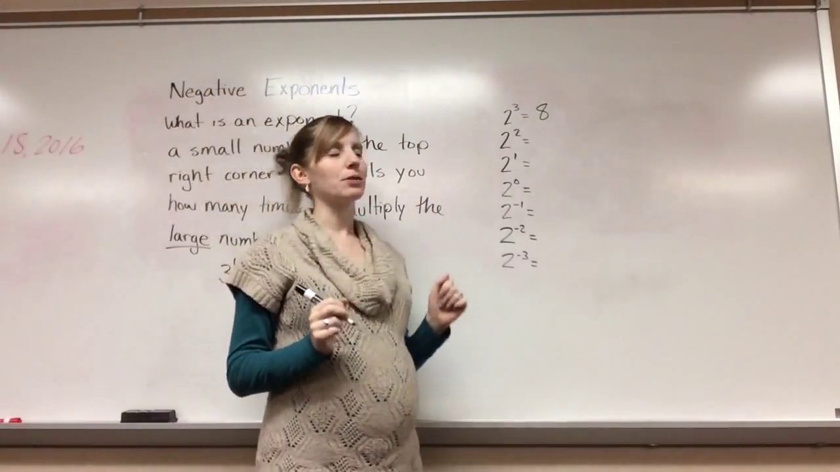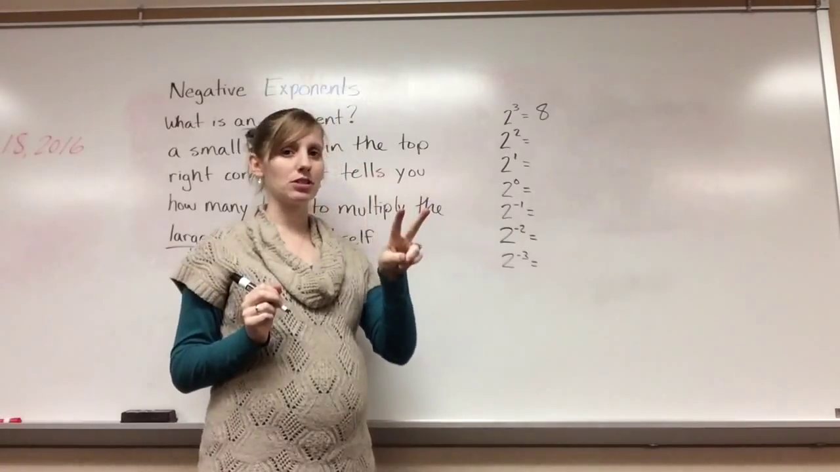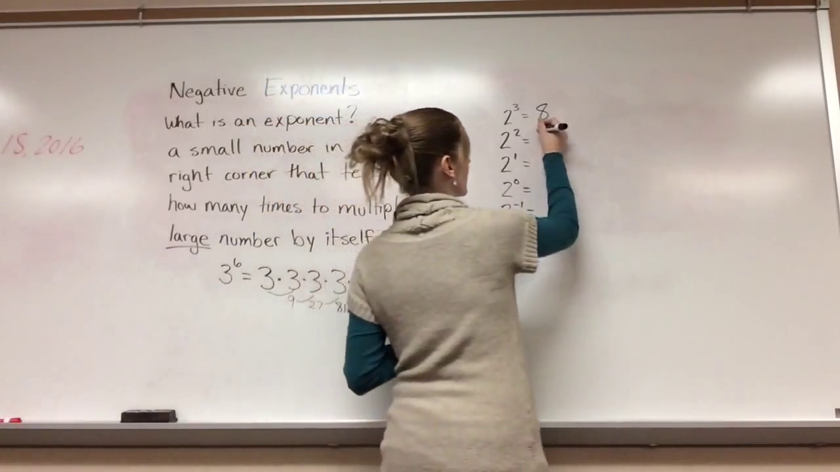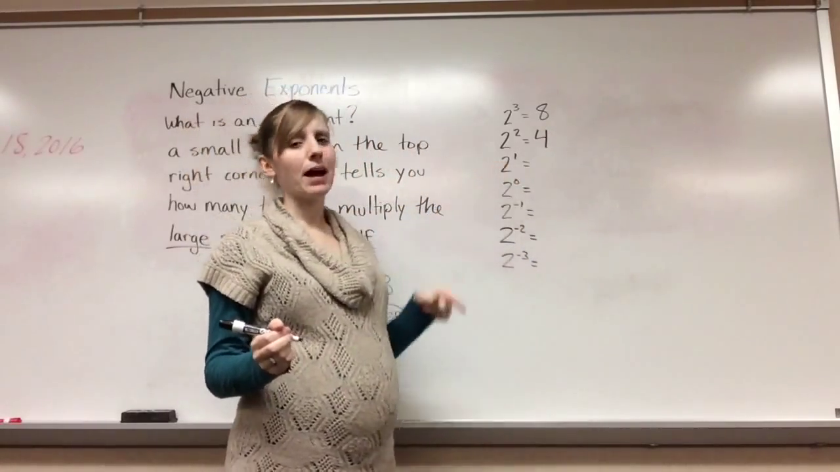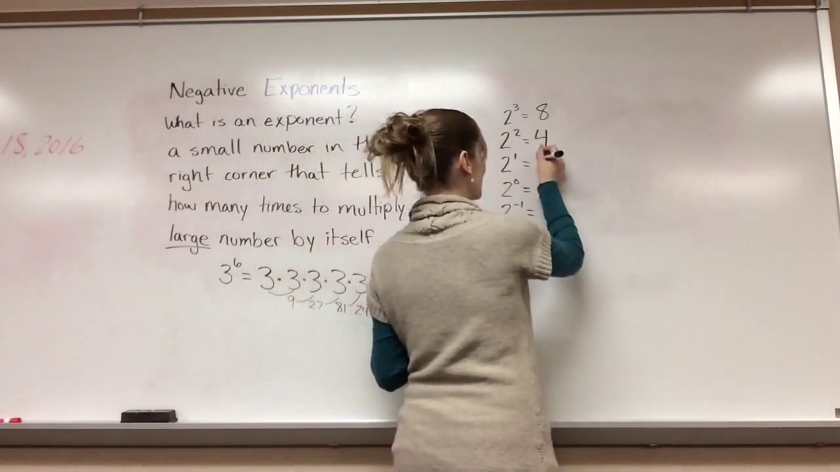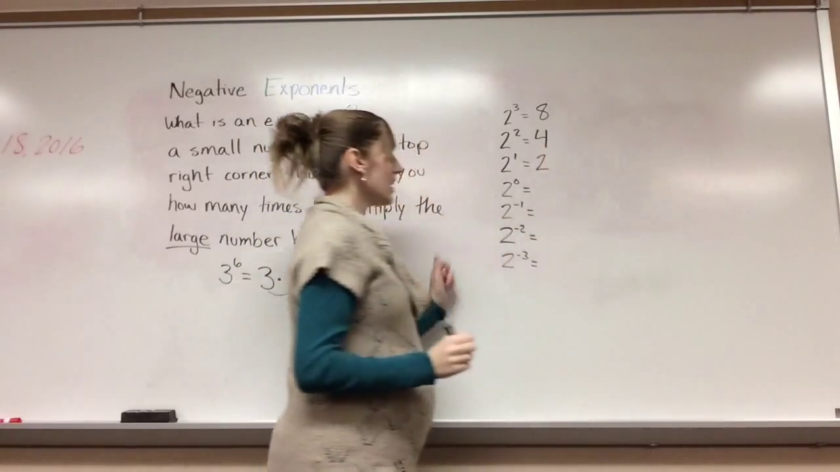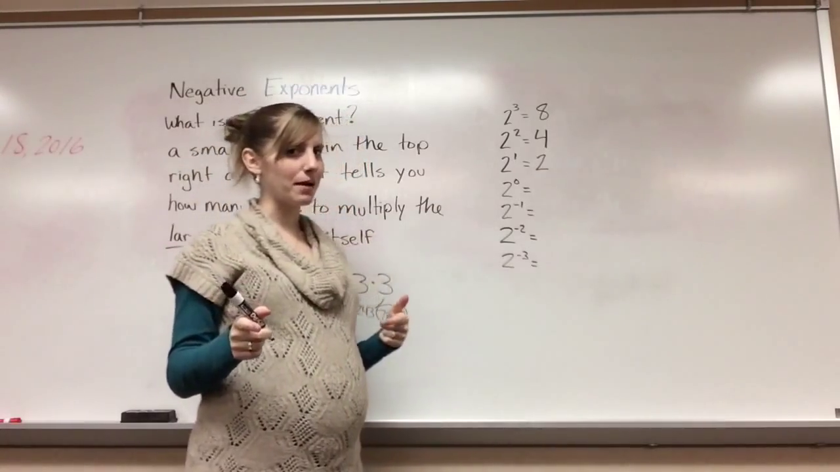Let's calculate the next one. 2 to the 2nd power, that means I have 2 2's. So 2 times 2 is 4. So this is 4. 2 to the 1st power means I only have 1 2, which means my answer is just 2. Now, 2 to the 0 is a little tricky, okay? So let's talk about that one.